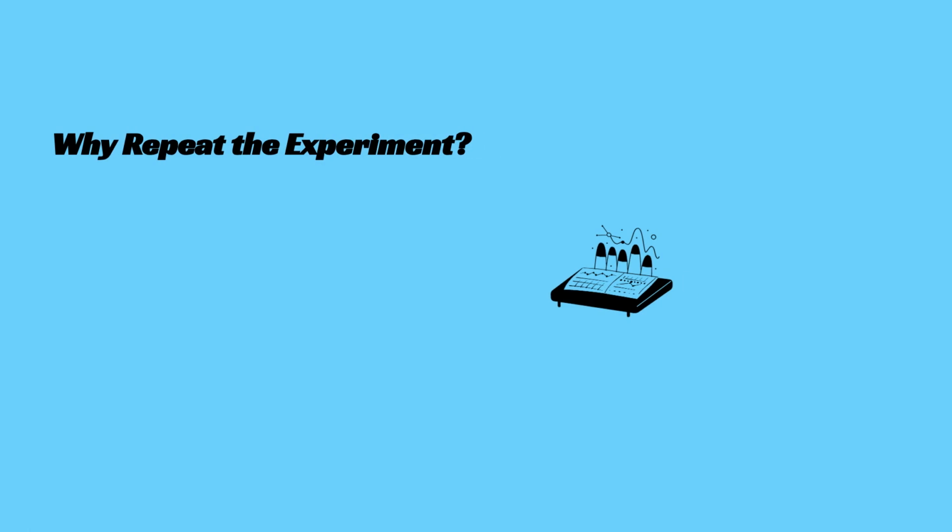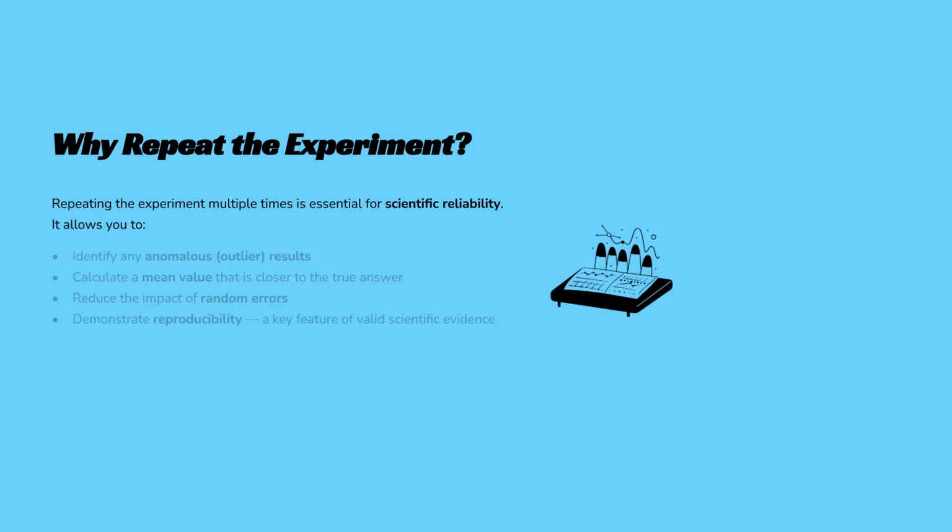Why repeat the experiment? Repetition is essential for scientific reliability. It allows you to identify anomalous results, calculate a more accurate mean, reduce the impact of random errors, and demonstrate reproducibility.